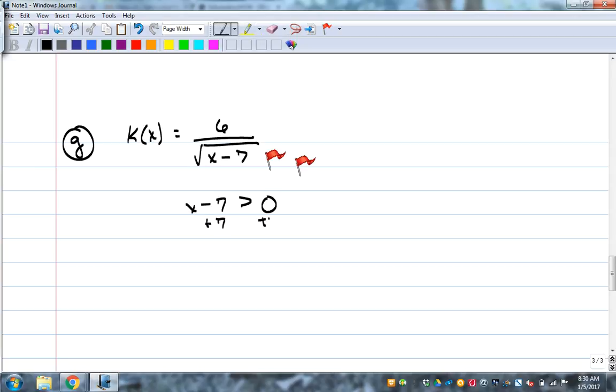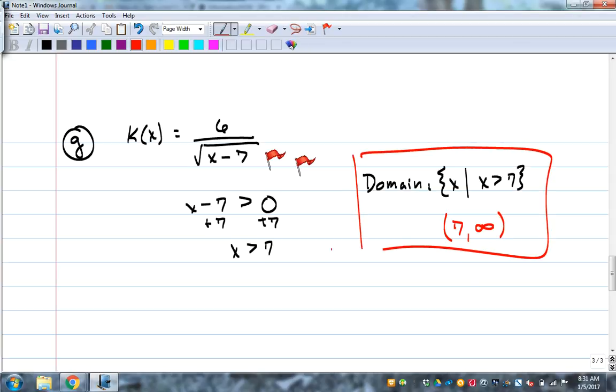Add 7, x is greater than 7. So our domain, again, this is actually easy on both versions: x such that x is greater than 7. And what's the interval for that? No bracket. So by the 7, we're going to have a parenthesis, and it's going to go to positive infinity. It's a parenthesis. Why is it not a bracket?